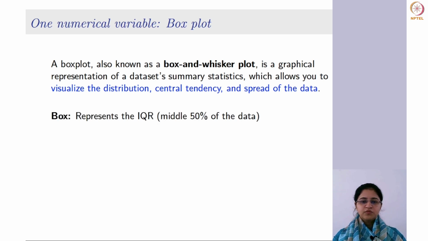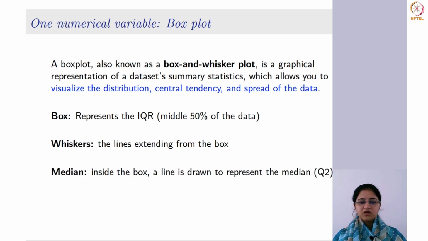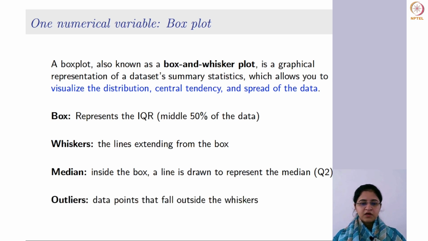So basically, you will have a box which represents the IQR, that is the middle 50% of the data. Then you will have whiskers. Whiskers are basically the lines extending from the box. Then the median is inside the box, a line that represents the median. And you will also have the outliers, if present in the data set, which we denote by an asterisk or maybe some dots. So let us see how to draw this.